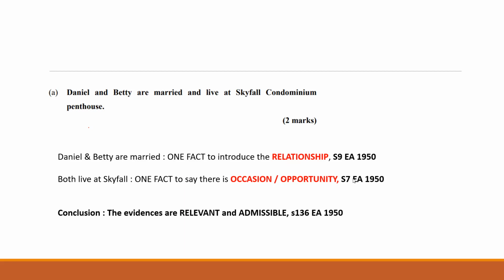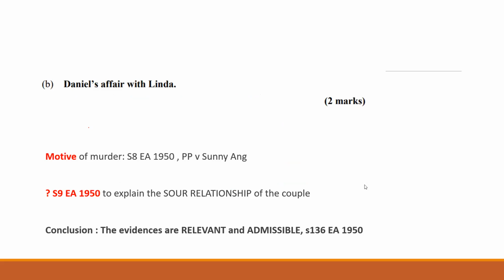So must remember this and also what other question asked. Daniel's affairs with Linda. Okay, 2 marks again. If you want to go for the easy way, motive of the murder, section 8, and the famous case of PP against Sunny Ang. But somehow or rather, there's no right and wrong answer in CLP one retrospectively, because in practice, there is also no right and wrong. It depends on your argument and your submission, what position you are standing.